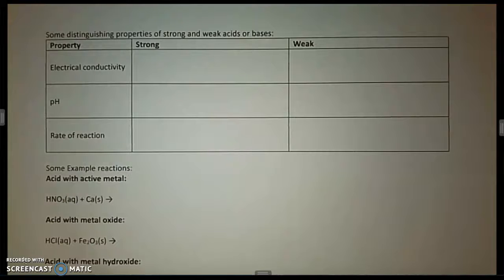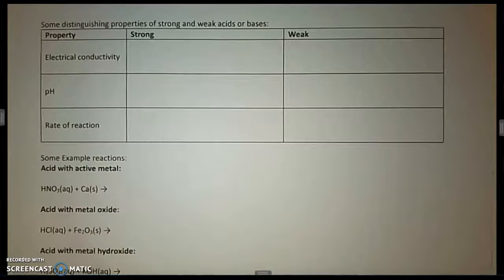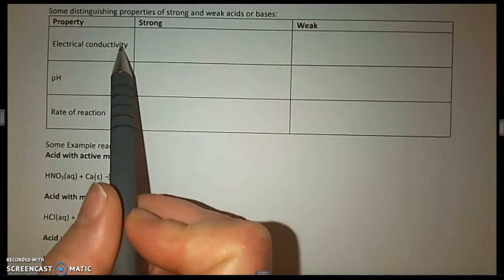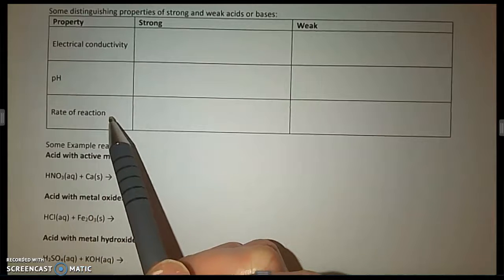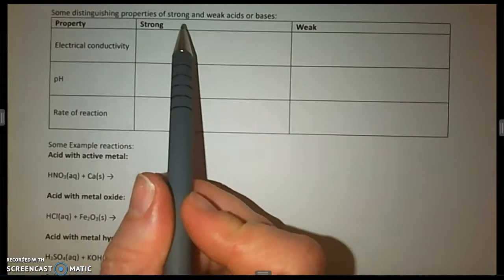So in part 1, we discussed a few different things. The main idea here is that the strength of an acid depends on the degree of ionization. Same with a base. The strength of an acid or base depends on the degree of ionization. So strong acids and bases ionize fully or close to fully in solution, whereas weak acids and bases ionize only partially. So one thing that's emphasized here is how these different properties, conductivity, pH, and rate of reaction, will differ whether your acid or base is strong or weak.